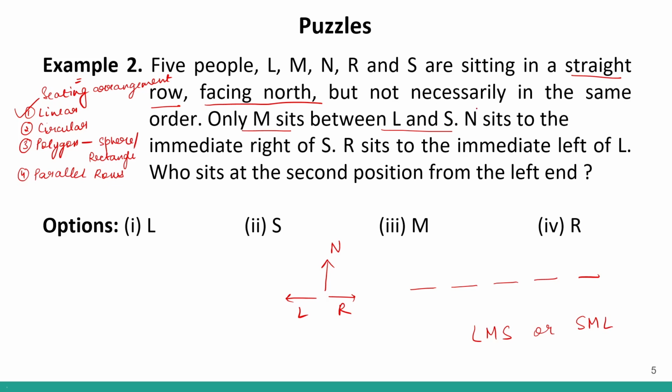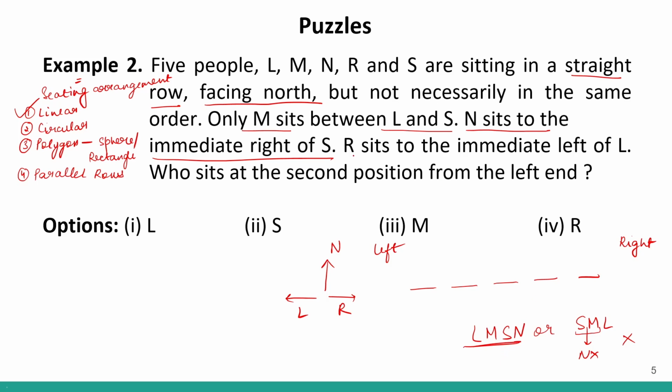Moving on to the next statement. N sits to the immediate right of S. So immediate right, this will be your left hand and this will be your right hand, correct? N sits to the immediate right. That means N will sit over here. In the second possibility, there is no space between S and M, correct? Because only M sits between S and L. So I cannot place N in this position, correct? So this is not the correct possibility. I will stick with this one.